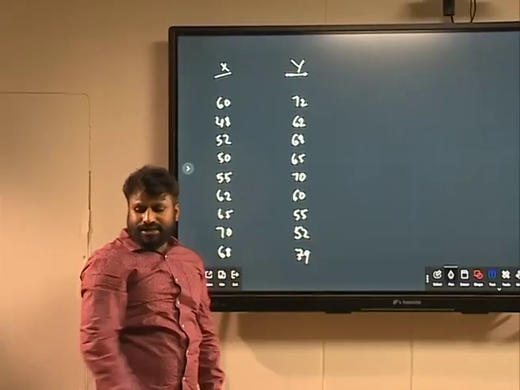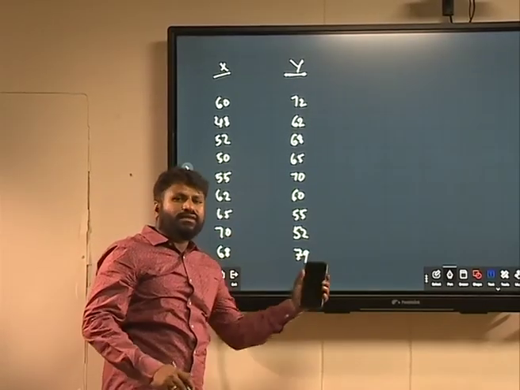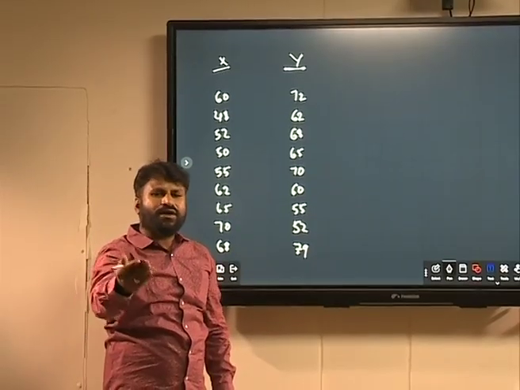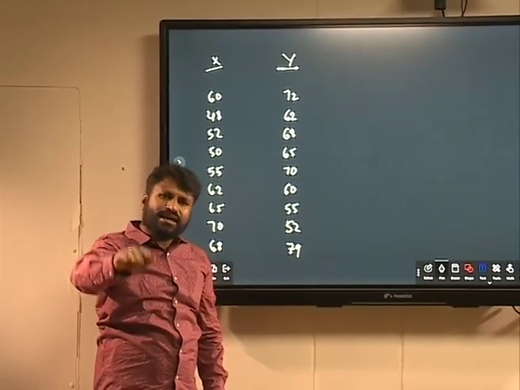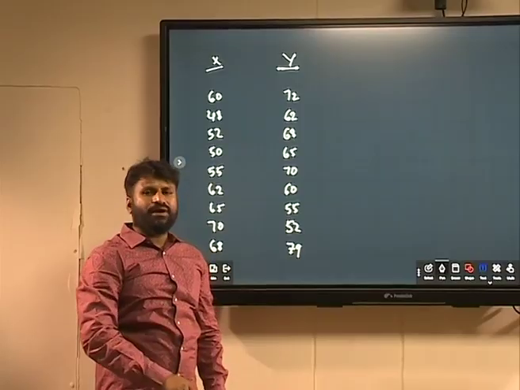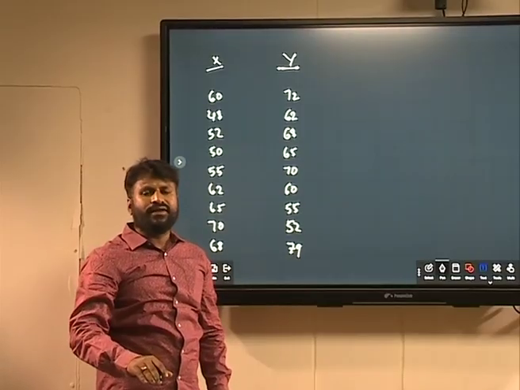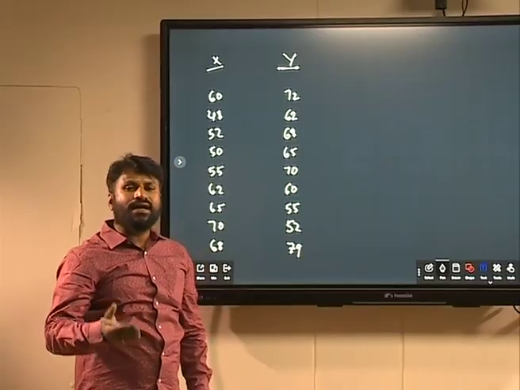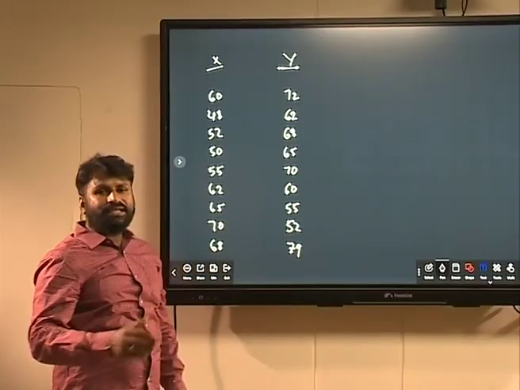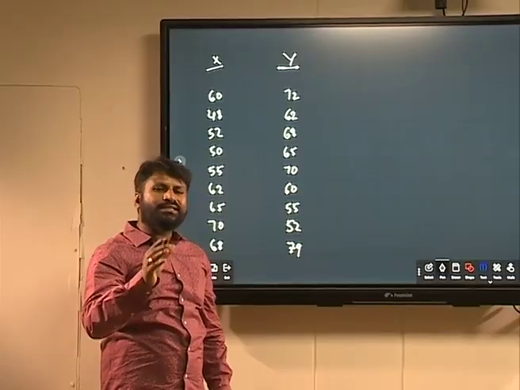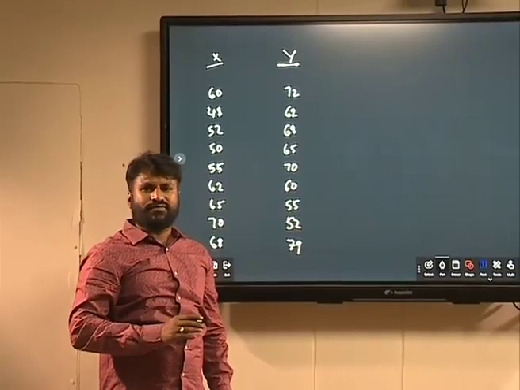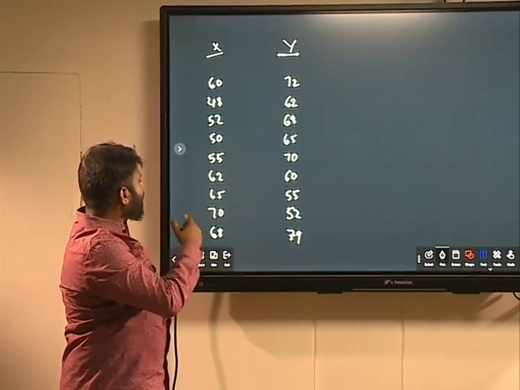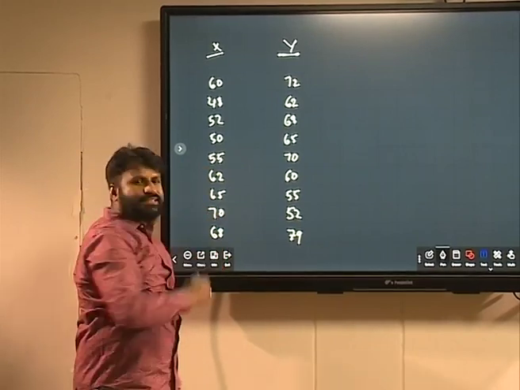First, whatever data is given, we have to assign the ranks. In the previous problems, direct ranks were given. But in this problem, only the data set is given. So for that data set, we have to arrange the ranks. So how are we going to assign them? Based on highest to lowest. For example, in this X series, which one is the highest? So 70 is the highest.